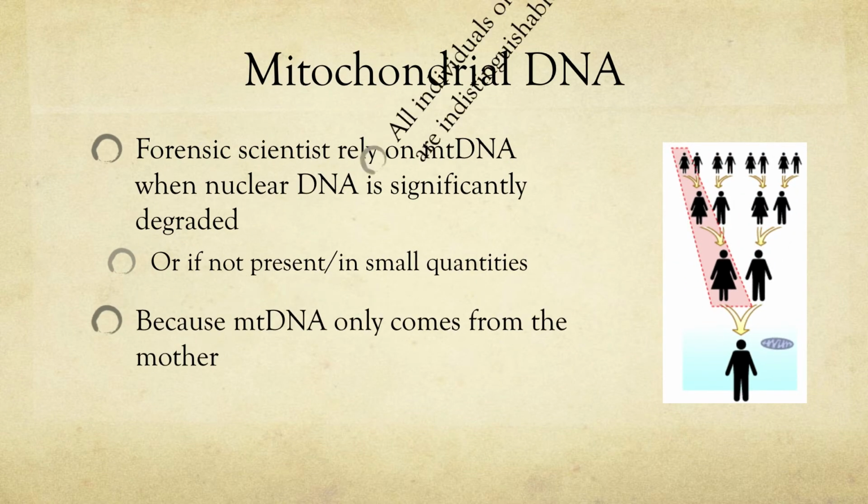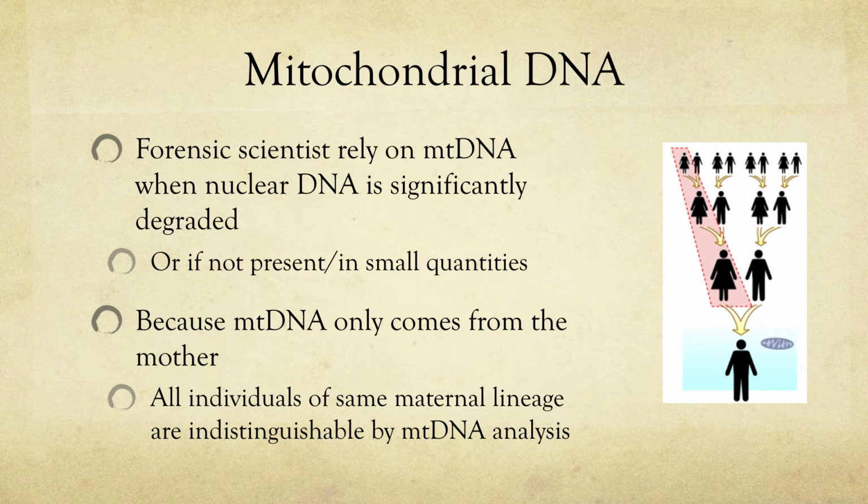Forensic science relies on mitochondrial DNA when nuclear DNA is significantly degraded, such as in charred remains, or is not present at all, or is present in too small quantities. Because mitochondrial DNA only comes from the mother, all individuals of the same maternal lineage are indistinguishable by their mitochondrial DNA. So they can be linked to a family, but not necessarily individualized.